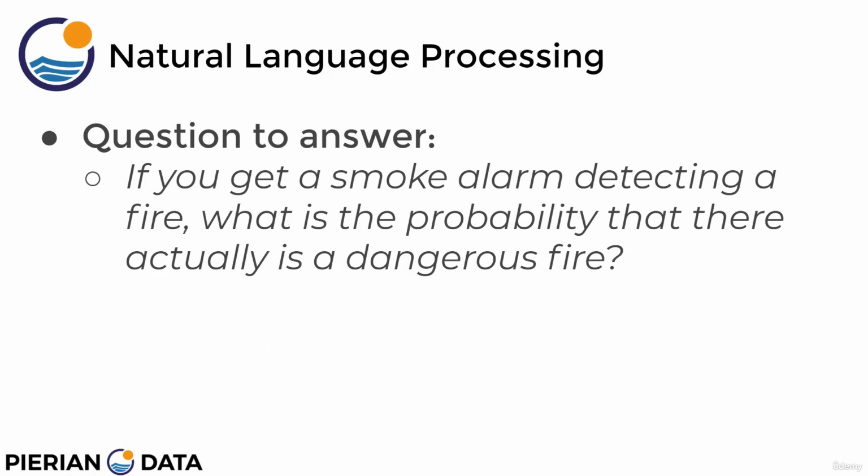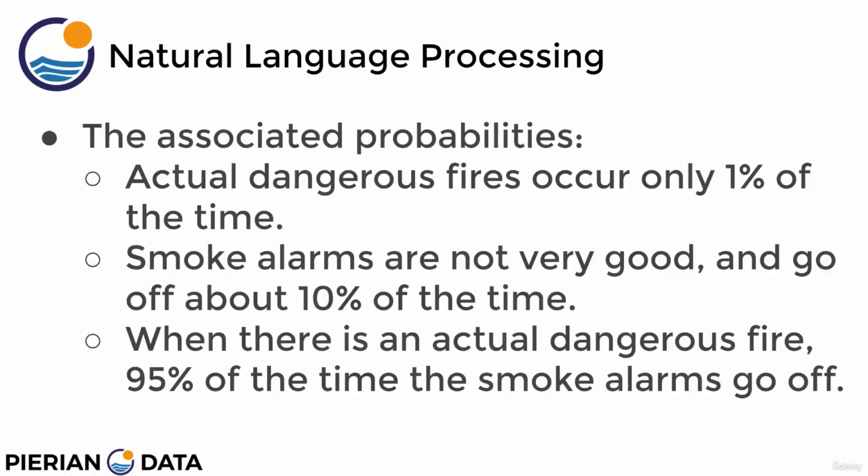Okay, so now we have a question to answer. If we receive a smoke alarm detecting a fire, essentially the smoke alarm has said, "Hey, I've gone off and I'm detecting smoke." What's the actual probability that there is actually a dangerous fire given the three facts that we know here? We know actual dangerous fires only occur 1% of the time. We also know smoke alarms are not very good and go off about 10% of the time. And when there is an actual dangerous fire, 95% of those times the smoke alarms do go off.